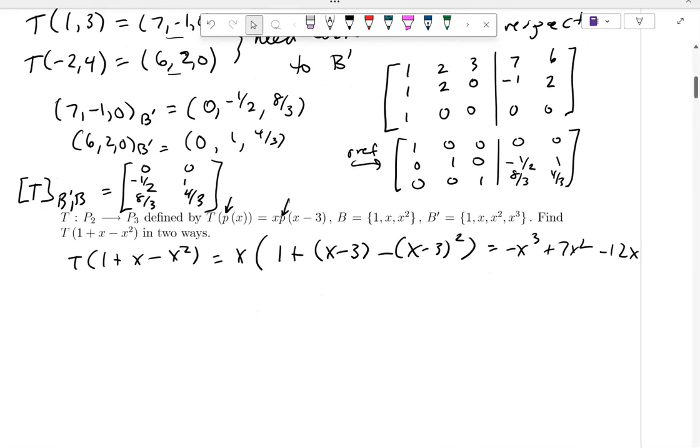So let's do it the other way. The other way is compute the transformation on the basis vectors for your input space. What do you get when you apply the transformation to 1? What do you get?